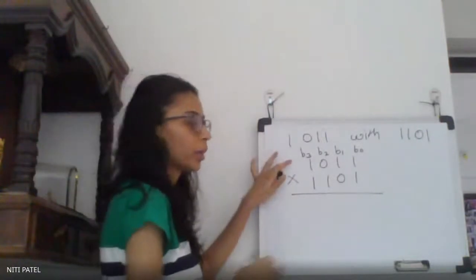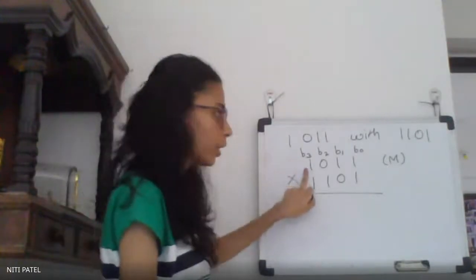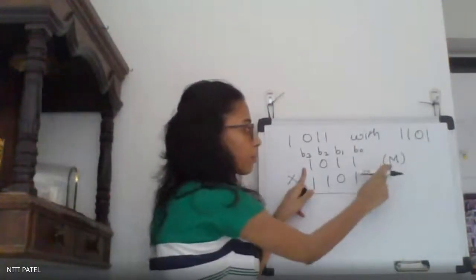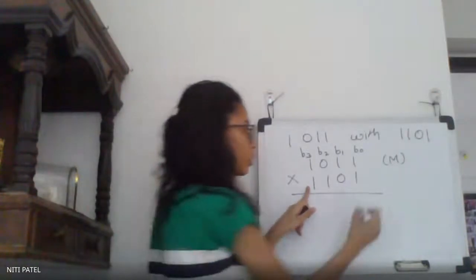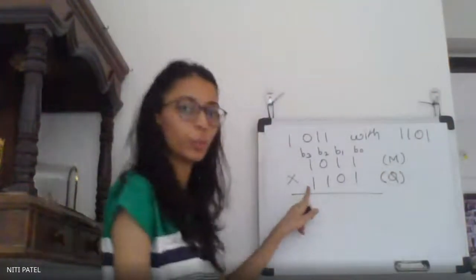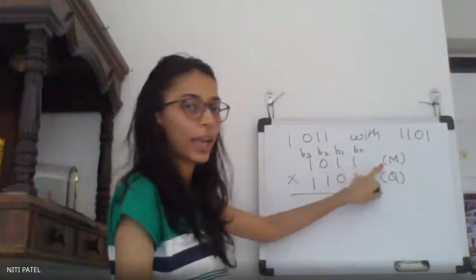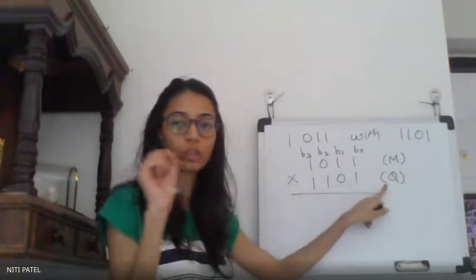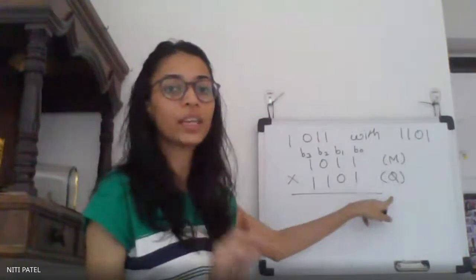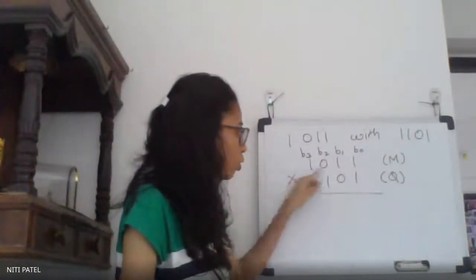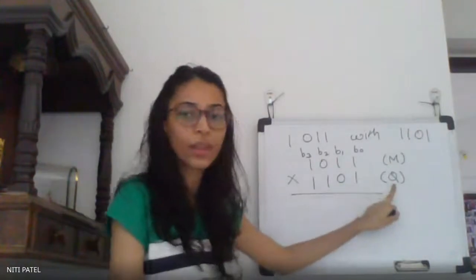Whichever is the first number, we call that number the multiplicand and it is denoted as M. I repeat, the first number used in the multiplication is always called the multiplicand and it is denoted by M. The second number used for the multiplication is called the multiplier and it is denoted by Q. Make a note somewhere in your book because this is very important and it will be used for unsigned binary multiplication as well as for signed binary multiplication.